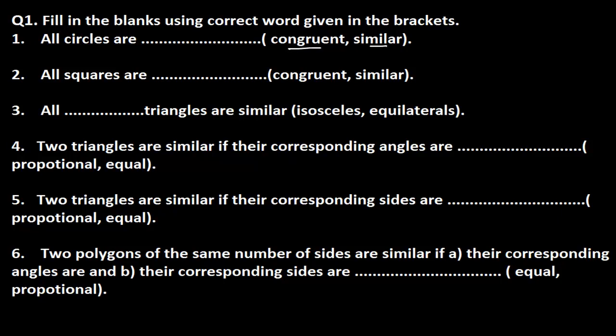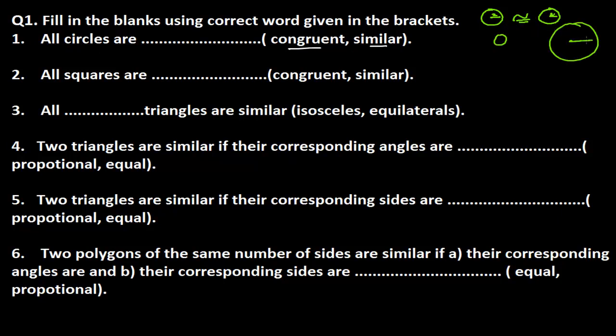As we have discussed, congruency means exactly the same. If the radius is 2 centimeter, another circle should also have a radius of exactly 2 centimeter. So these two circles are congruent in every respect, in shape and size, dimension, everything. Then they are congruent. But all circles means some circles can be smaller, some can be bigger.